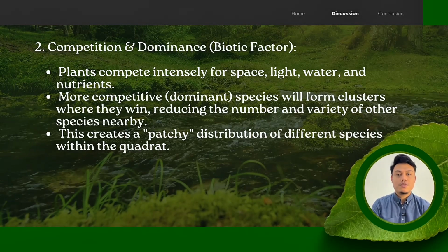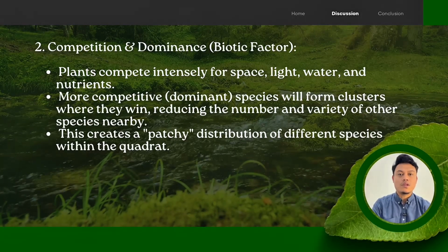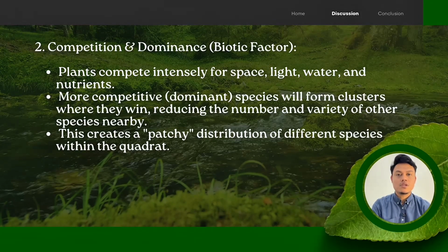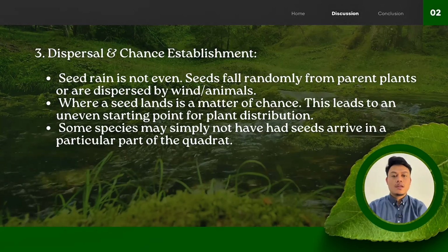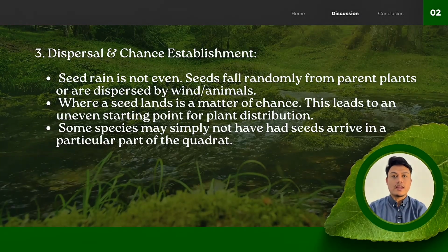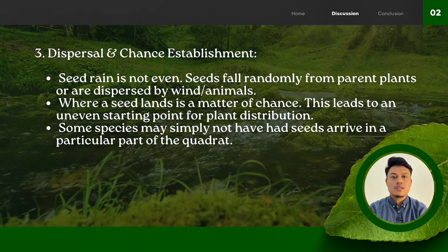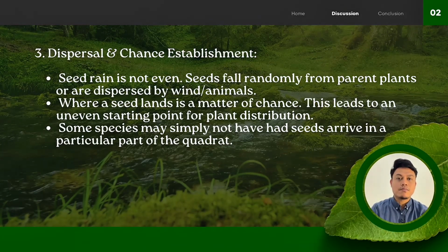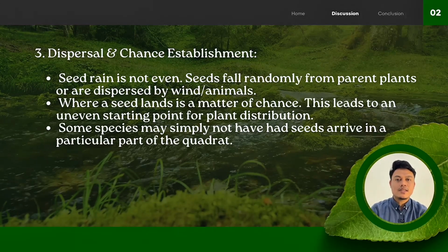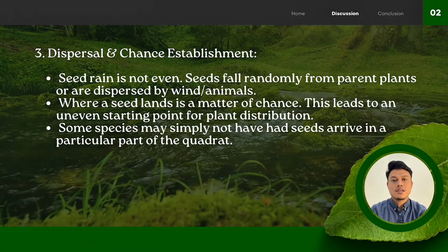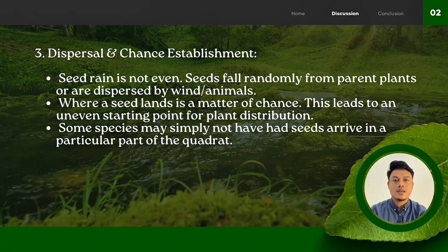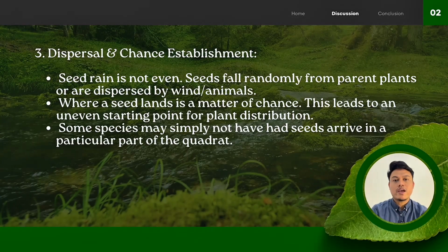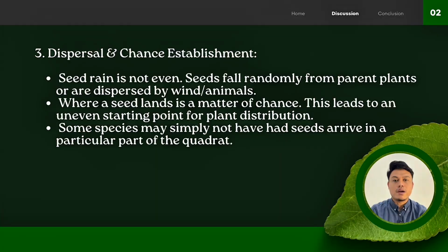More competitive dominant species will form clusters where they win, reducing the number and variety of other species nearby. These create patchy distributions of different species within the quadrat. Number 3 is dispersal and chance establishment. Seed rain is not even. Seeds fall randomly from parent plants or are dispersed by wind and animals, and where a seed lands is a matter of chance. This leads to an uneven starting point for plant distributions. Some species may simply not have had seeds arrive in a particular part of the quadrat.